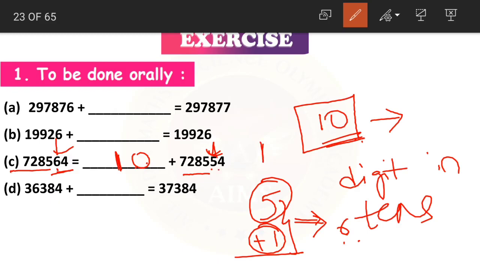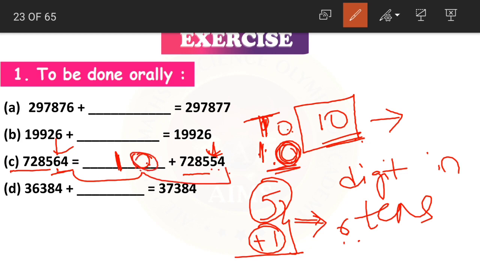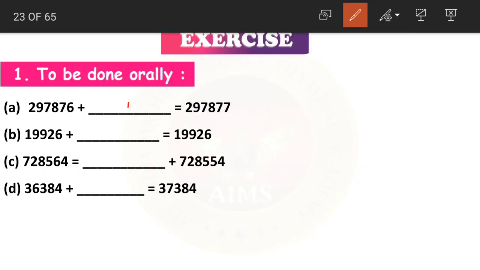You cannot simply write 1, right? If you write 1, it will be in the ones place. So to get it in the tens place, we need something in the ones place. So we are writing 0. 4 plus 0 becomes 4 only. So we write 0 here. Clear, children? 7,28,554 plus 10 is equals to 7,28,564. Now moving on to question number D.